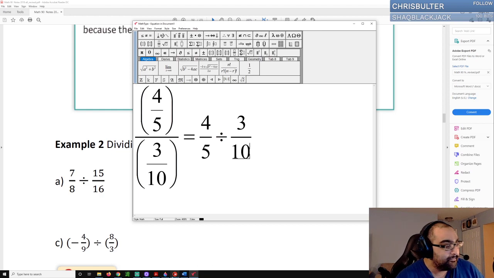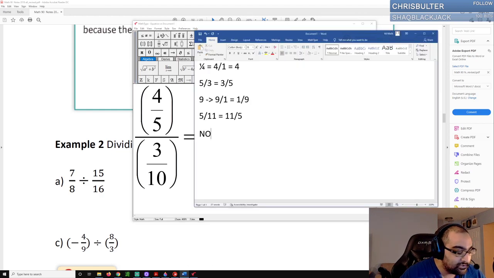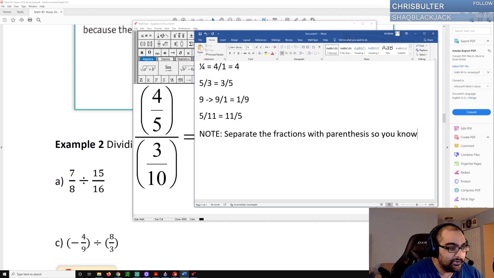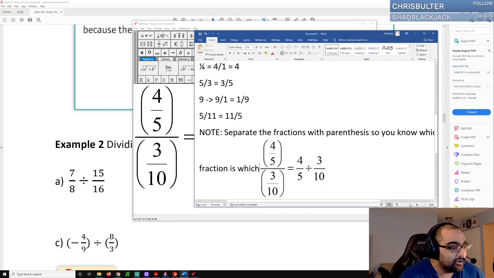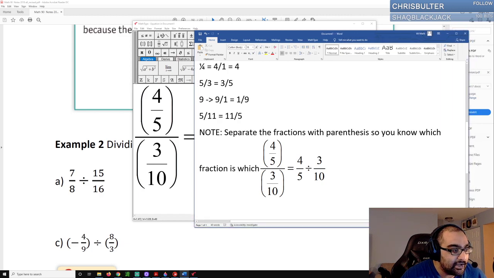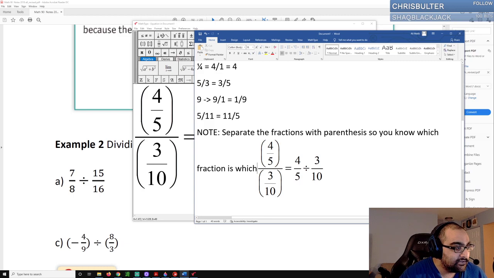Okay, so that's one thing I'll put here on our notes. Note here: separate fractions with parentheses, so you know which fraction is which. So that's one of the things that I suggest that can be potentially fairly helpful for you at the end of the day. Oh well, that actually slotted in just fine.